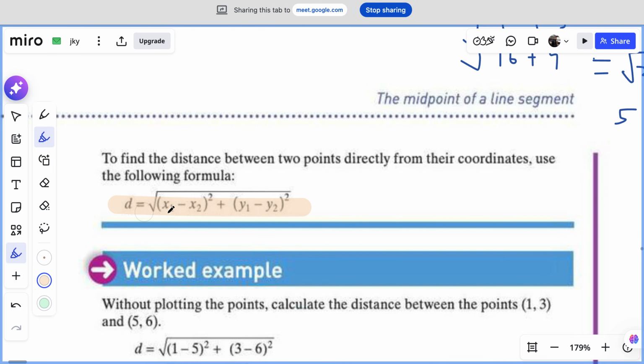For line 2, what differs? The gradient is the same. So for this one, y2, or you just call it y, is equal to 2x, because the gradient is the same. But what differs is where it touches the y-axis. Line 2 is touching at 3. So I'll say plus 3. So wherever it touches, this is the only difference.